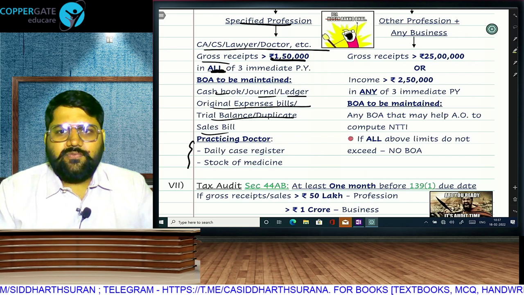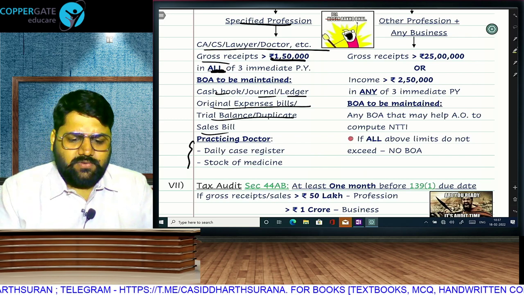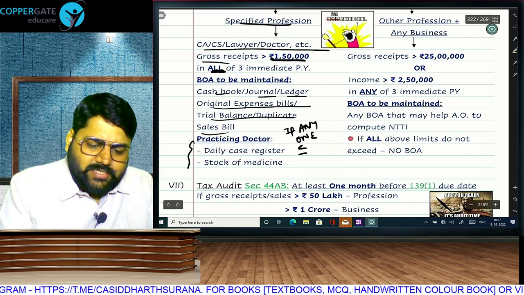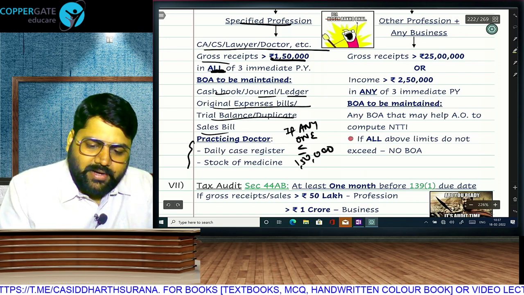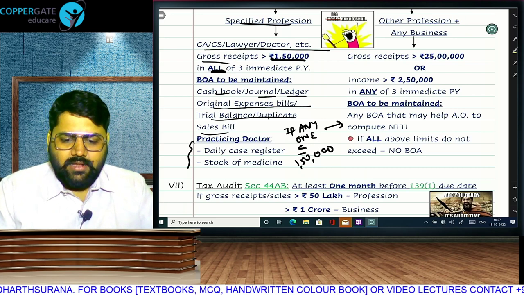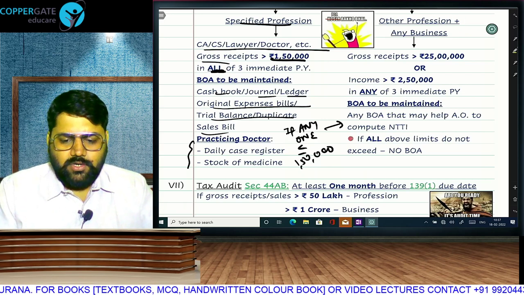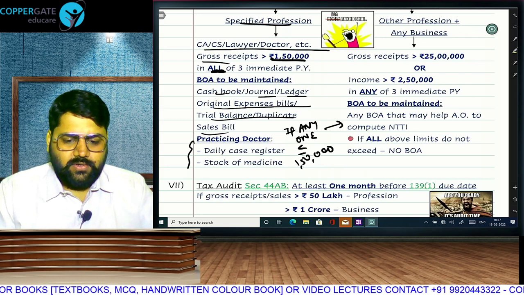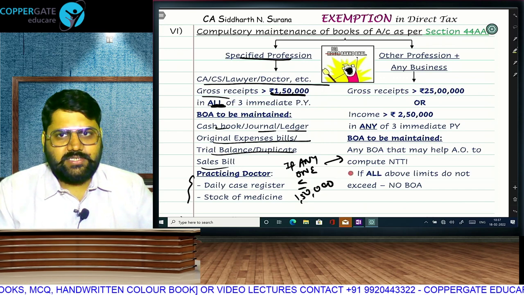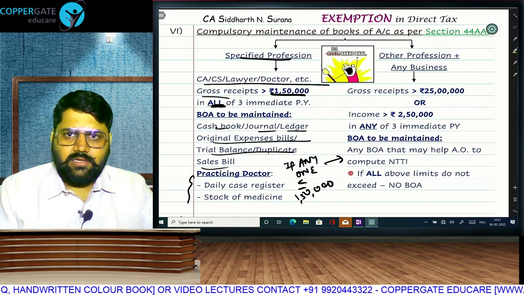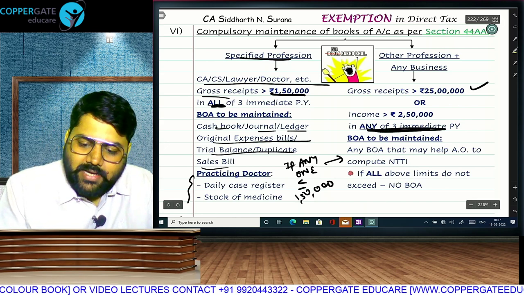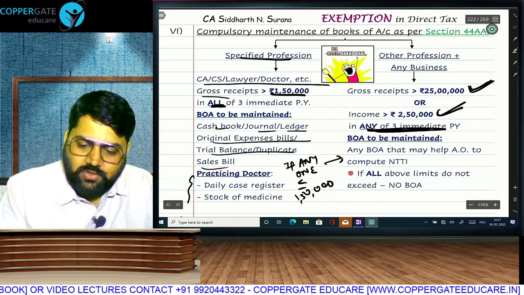And if any one is less than or equal to 1,50,000, then in that case, maintain any books of accounts that help the AO to compute NTTI. And if we talk about other business or profession, only specified profession is covered here. So for all businesses and other professions, we will check six amounts: last 3 years turnover and last 3 years profit.